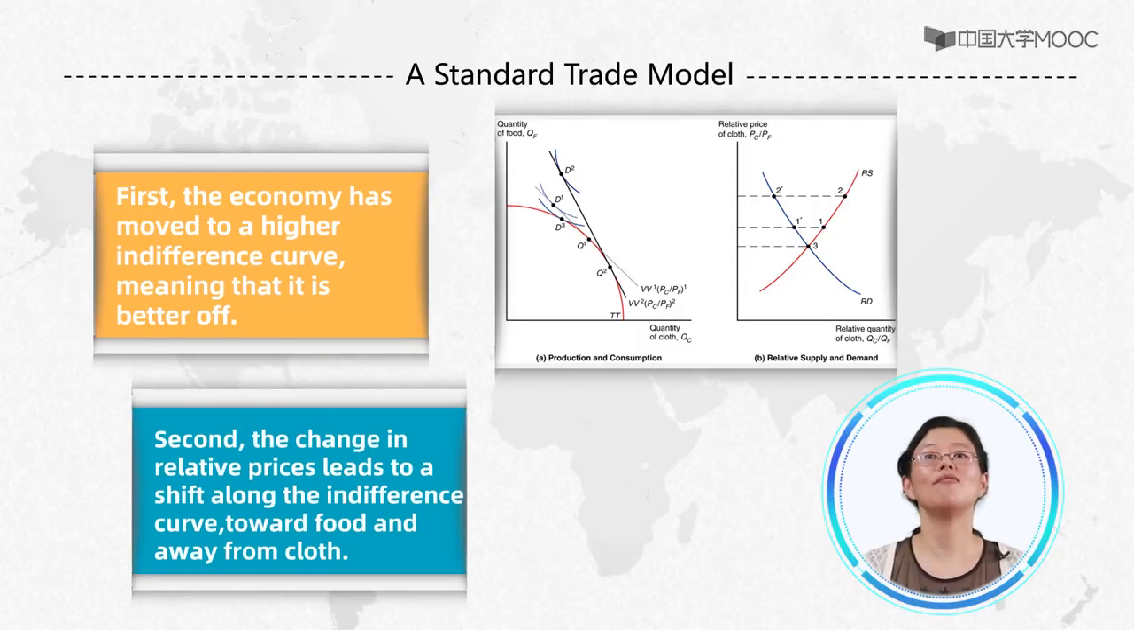Second, the change in relative prices leads to a shift along the indifference curve toward food and away from crops. With the rise of the relative price of crops, crops is more expensive than food. Consumers will prefer to consume more food relative to crops. In panel B, the decrease from D1 to D2 with the rise of the relative price of crops can be indicated in the movement from 1' to 2'.